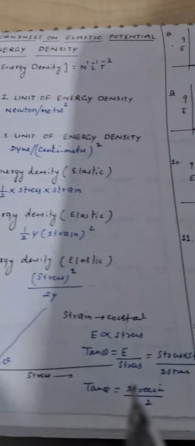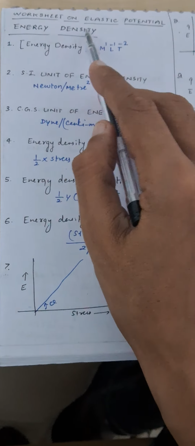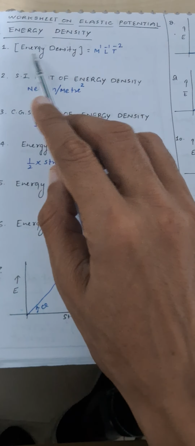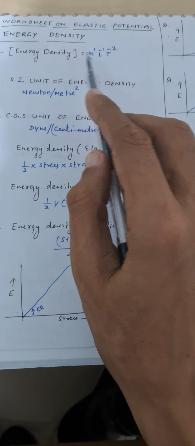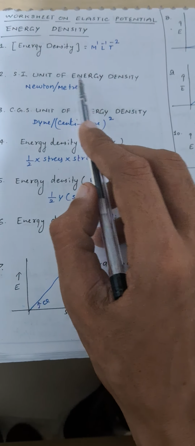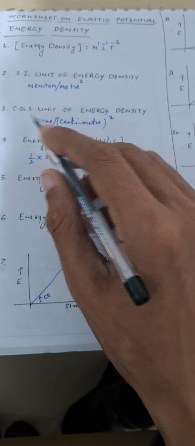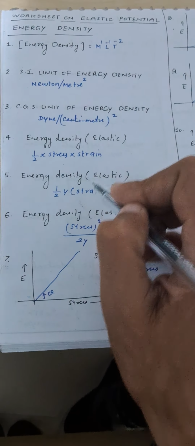Let's start. The topic over here is the worksheet on elastic potential energy density. The first question is the dimension of this. The dimension is M^1 L^-1 T^-2. Then we need to find the SI unit of energy density. It is Newton per meter square. Then the CGS unit is Newton per centimeter square.